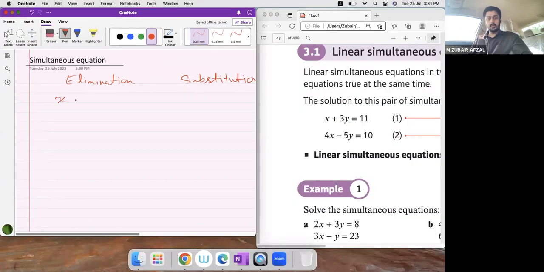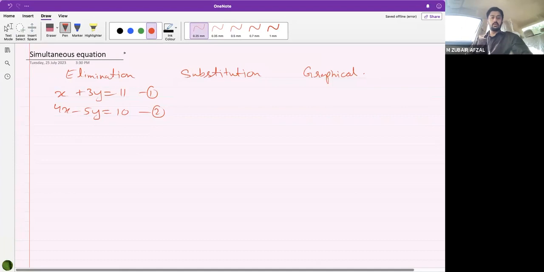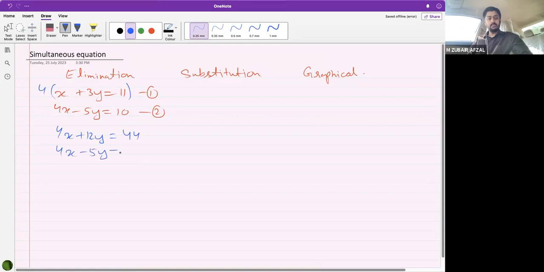Let me copy one equation. Suppose we have x plus 3y equals 11, equation 1, and the other is 4x minus 5y equals 10, equation 2. I'm quickly solving this. You can stop me anywhere you don't understand. I'm multiplying equation 1 by 4, so I get 4x plus 12y equals 44. And the second equation was 4x minus 5y equals 10.